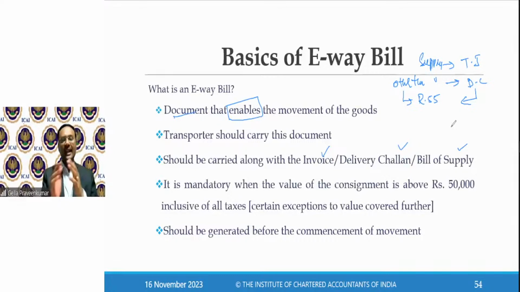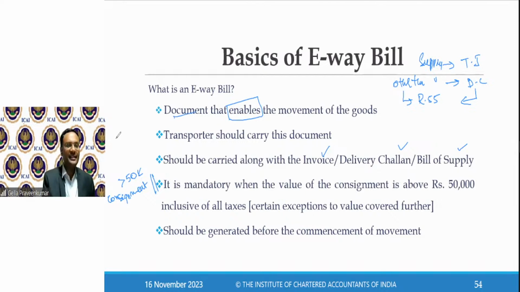In the case of goods exempted under GST, a bill of supply is a mandatory document. It is mandatory when the value of the consignment is above 50,000, inclusive of all taxes. There are certain exceptions, which I will explain in detail. Now, the law says more than 50,000 is the value of the consignment. If the value of the consignment is more than 50,000, an e-way bill is required.